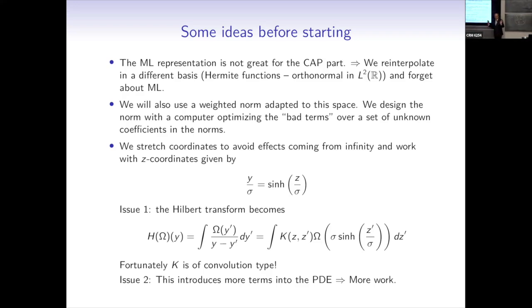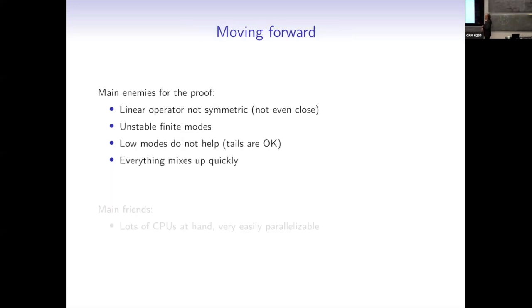The issue by doing that is, okay, now infinity is good. Infinity is very small. Things decay very nicely at infinity. The first issue is that the Hilbert transform becomes a horrible operator. Fortunately, it's not as horrible as we thought in the beginning because it's still of convolution type. This is not trivial to prove, but you can rewrite the Hilbert transform now in these coordinates as some kind of convolution with a different kernel. Another bad news is that after changing coordinates, whatever it was at d/dy becomes some mess involving dz and sigma and so on. So more work. Okay, so moving forward.